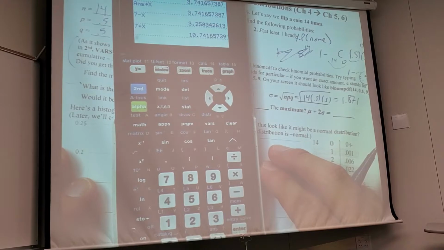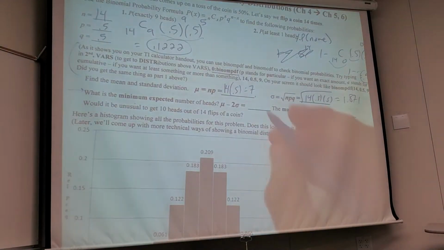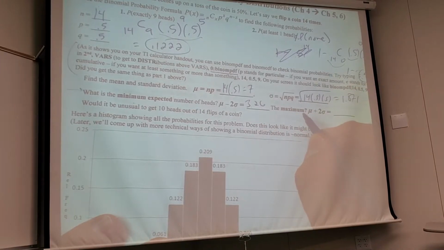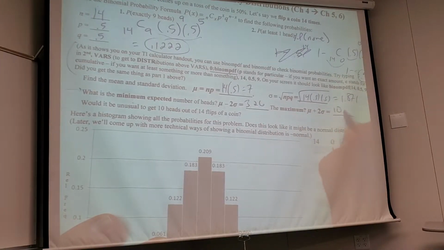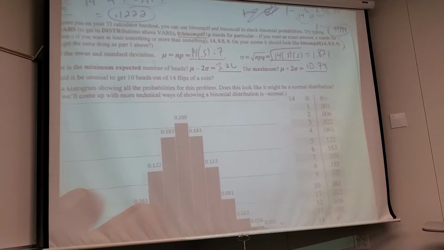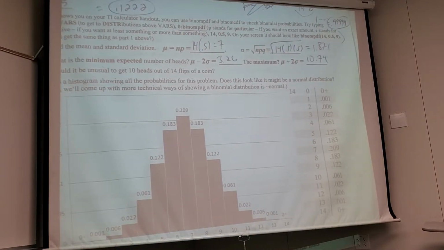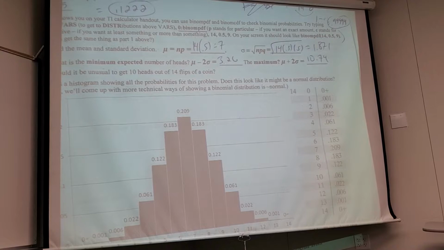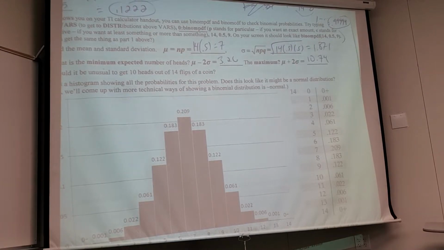Okay. So for the minimum, we got 3.26 roughly, and for the maximum, we got 10.74. So would it be unusual to get 10 heads officially? No. Would it be unusual to get 11 heads? Yes. So technically, if I got 11, 12, 13, 14 heads, that is evidence that something unusual has happened.